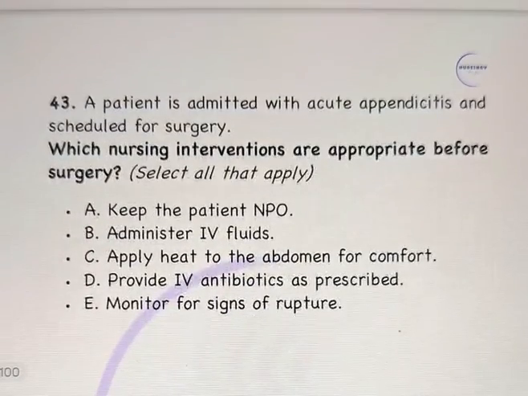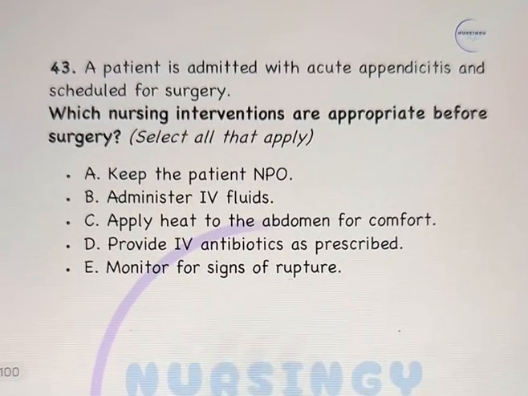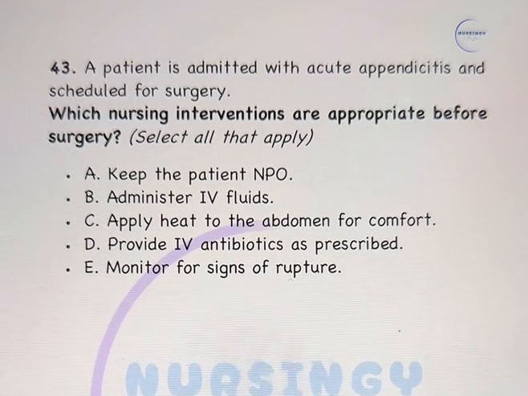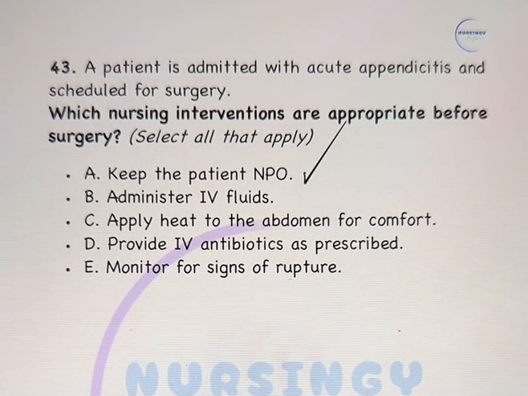Eight more questions. A patient is admitted with acute appendicitis and scheduled for surgery. Which nursing interventions are appropriate before surgery? Select all that apply. We know appendicitis is inflammation of the appendix, it is always a medical emergency and requires surgical removal. So is patient nil by mouth? Definitely. Before most surgeries, we need to have the patient nil by mouth to reduce the risk of aspiration.